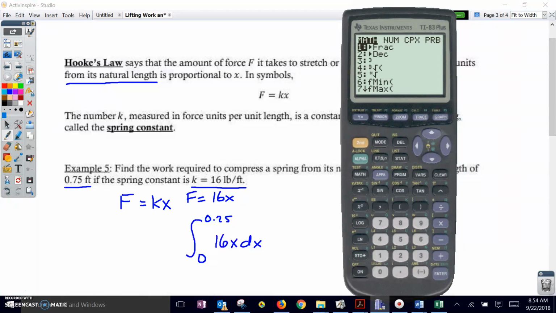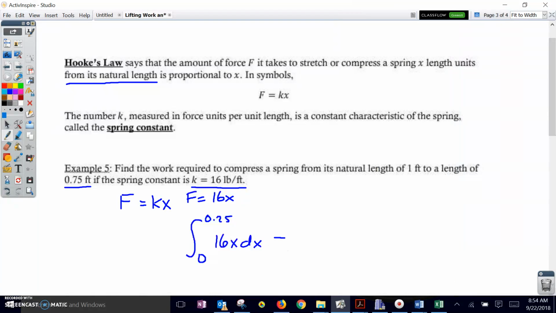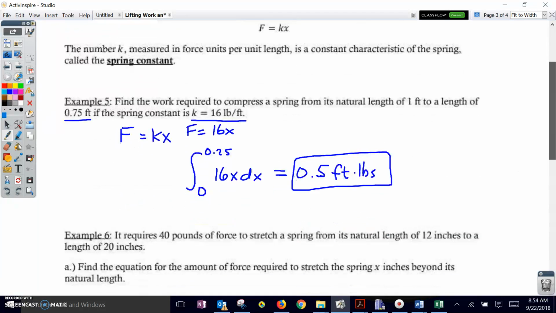And this is just pure laziness on my part. I really should be integrating something like this by hand. In fact, it might take me longer to type all this in than to integrate it by hand. And we get 0.5, and since we're talking about work here and our units are feet and pounds, it's 0.5 foot-pounds of work that's done to compress the spring from its natural length to a length of 0.75 feet.